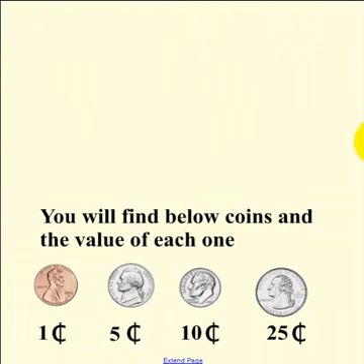What we have listed below are some coins. The first one is a penny. The next one is a nickel. Now, a nickel is worth 5 pennies. The next one over is a dime. A dime is worth 2 nickels or 10 pennies. And the last one is a quarter. It's made up of 2 dimes and a nickel, or 5 nickels, or 25 pennies. Let's look at the next example.